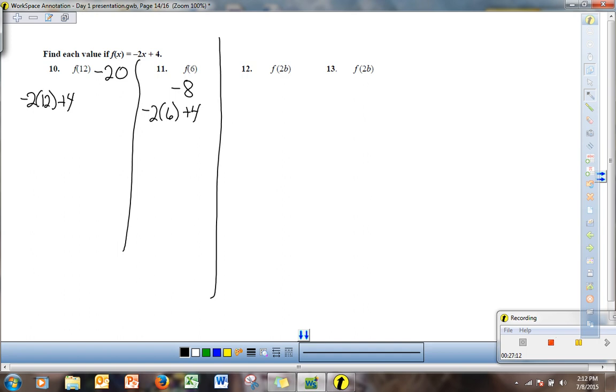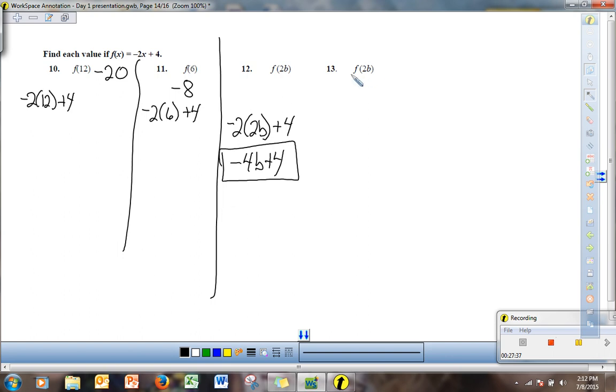Number 12, f of 2b. It means throw away your x and place a 2b in there. So it looks like this: negative 2 times 2b plus 4. When I simplify this, I got negative 4b plus 4. There's your answer. You can't combine those because they are not like terms.